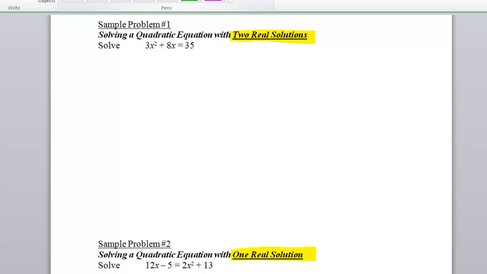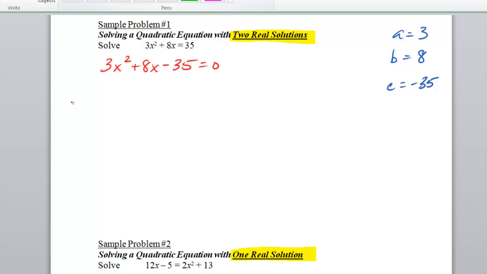So in each of these problems, the first thing that you need to do is put them in standard form. So we have to get this 35 over to the left side. So 3x squared plus 8x minus 35 equals 0. And then I can say that a is equal to 3, b is equal to 8, and c is equal to negative 35. This will help me set up my quadratic formula.